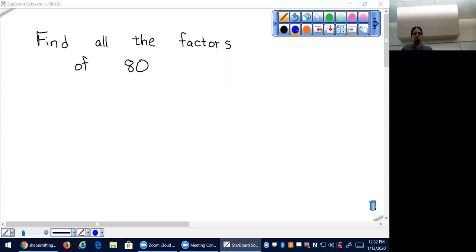So to find all the factors, we're going to start just counting. And on the other side, we put, if this is a factor, what goes with it. So 1 times 80, 2 times 40. Does 3 work? No. Does 4 work? Yes, 4 times 20. Does 5 work? No. Yeah, it ends in 0. What's it going to be?